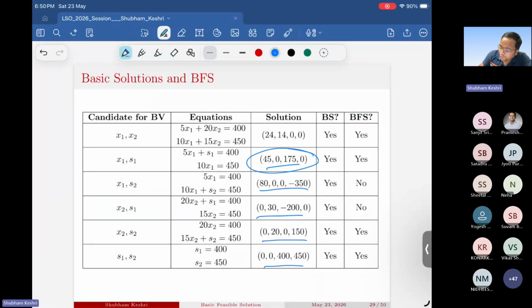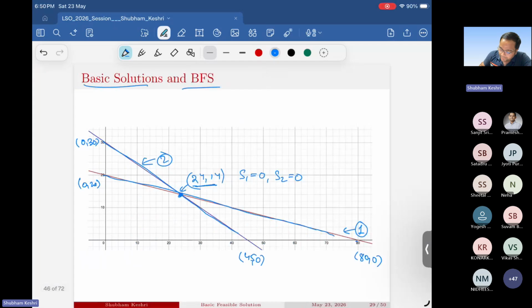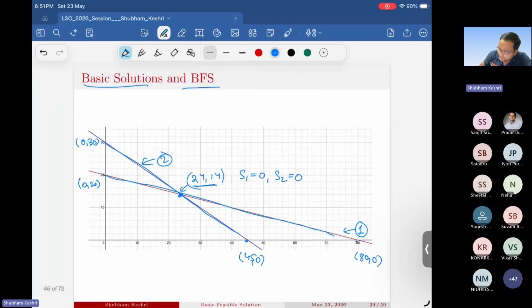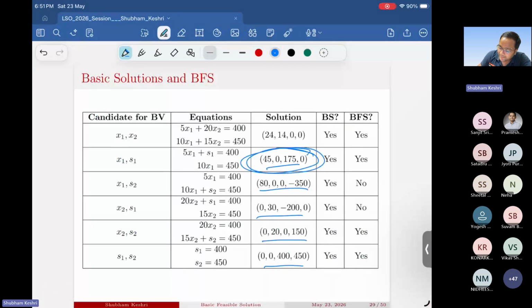For this point, if you go 45, 0, 175, 0, so 45, 0 is this one. And what is the other value? 175 and 0. You see, this is the second constraint. And what we have understood till now is that for the second constraint, S2 will be 0. S1 will be 0 on this line, but inside this region, S1 will become positive. So this is that point.